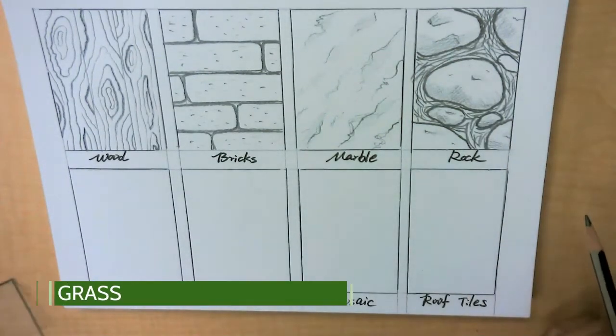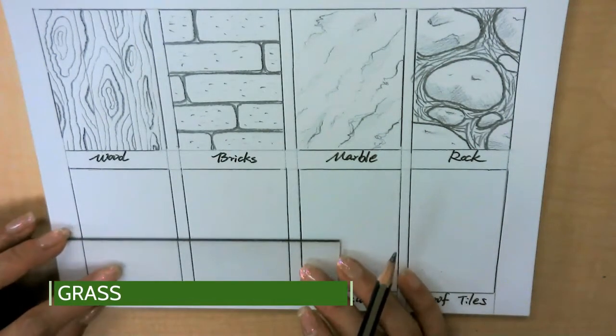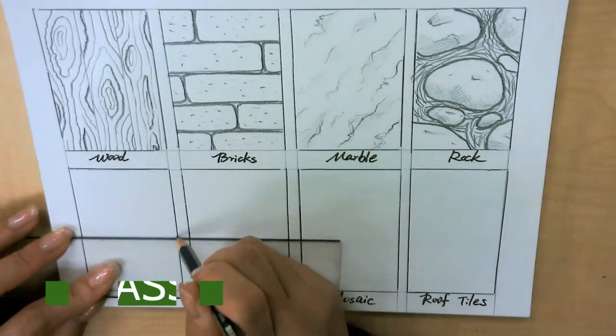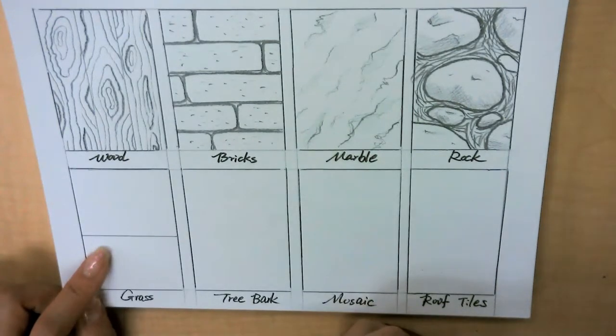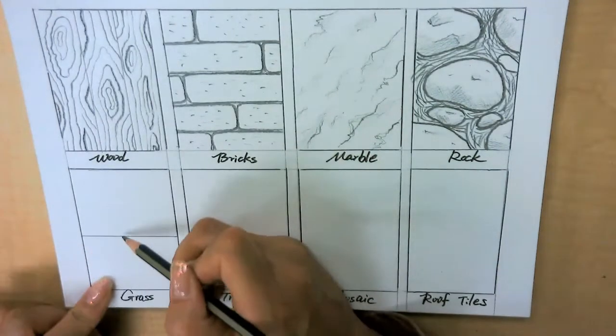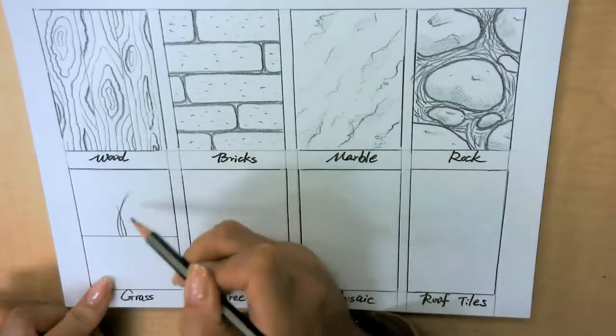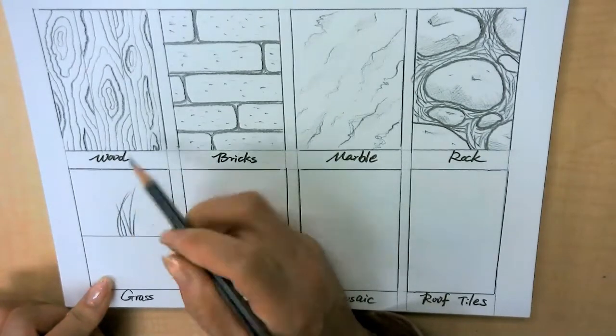Let's move on to the next line, the bottom line. This one is about the grass. Let's make a ground line. Then we emphasize each of the grass.